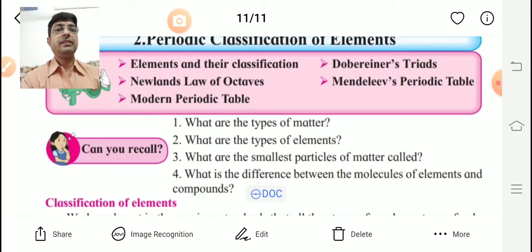We start with lesson number 2, periodic classification of elements. So all of you take the textbook with a pencil for marking, or the downloaded PDF file.